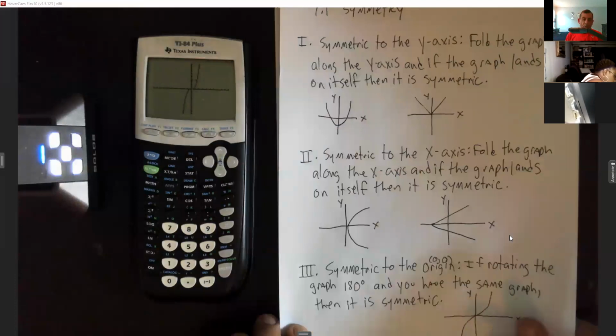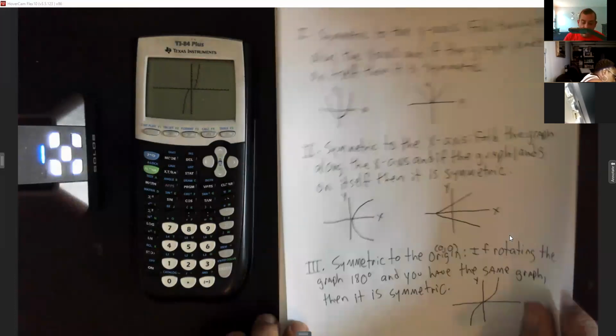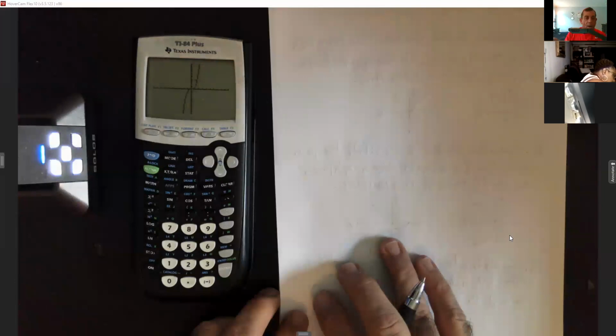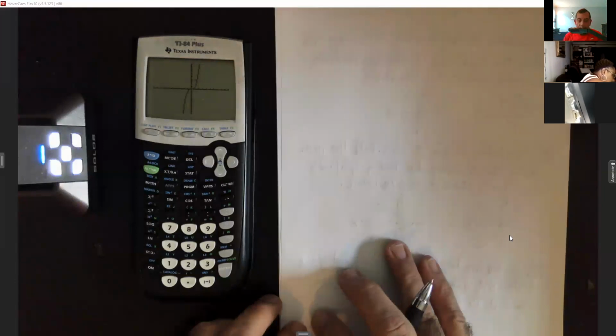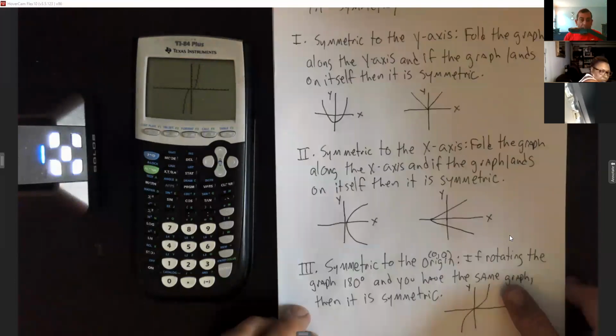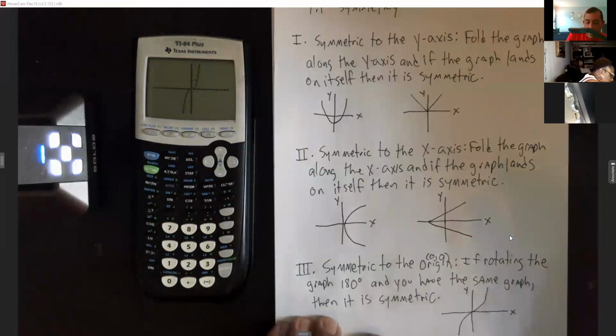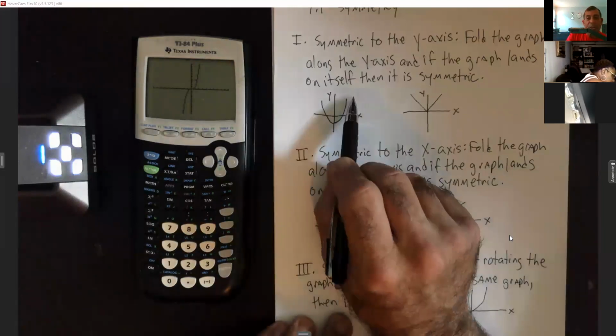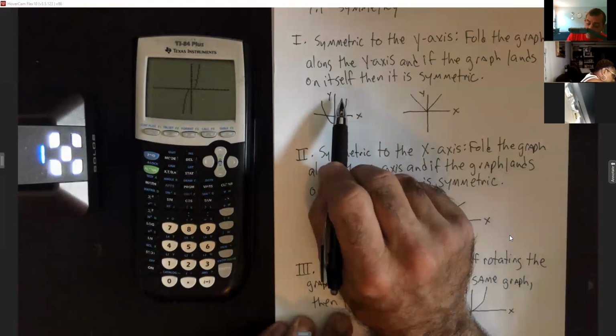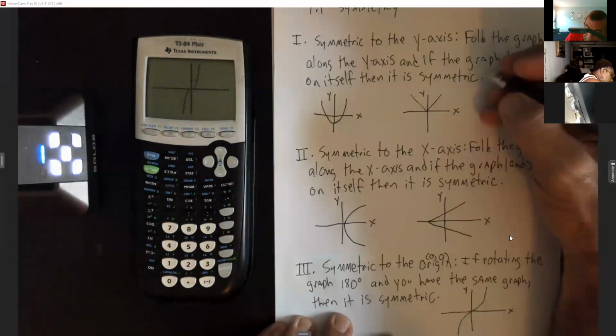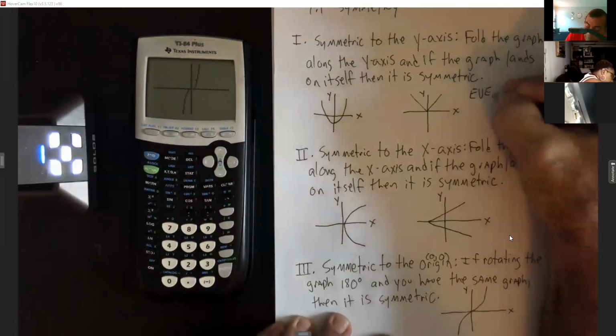All right, so what I'm going to do now is go through some of the examples that you're going to see in 7.1. Oh, now let me show you one more thing over here about these. If a graph is symmetric to the y-axis, we say that it is an even function.